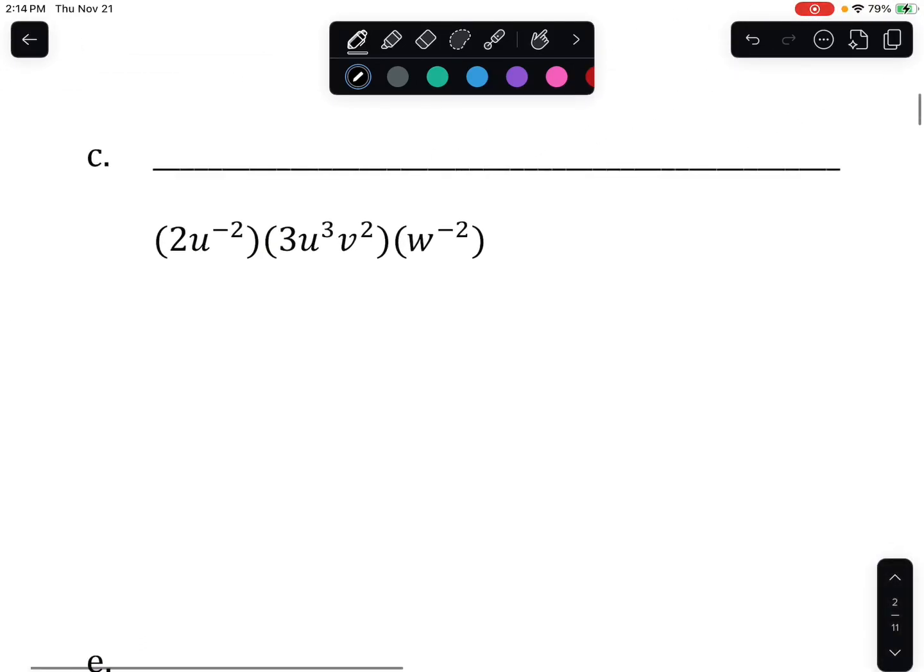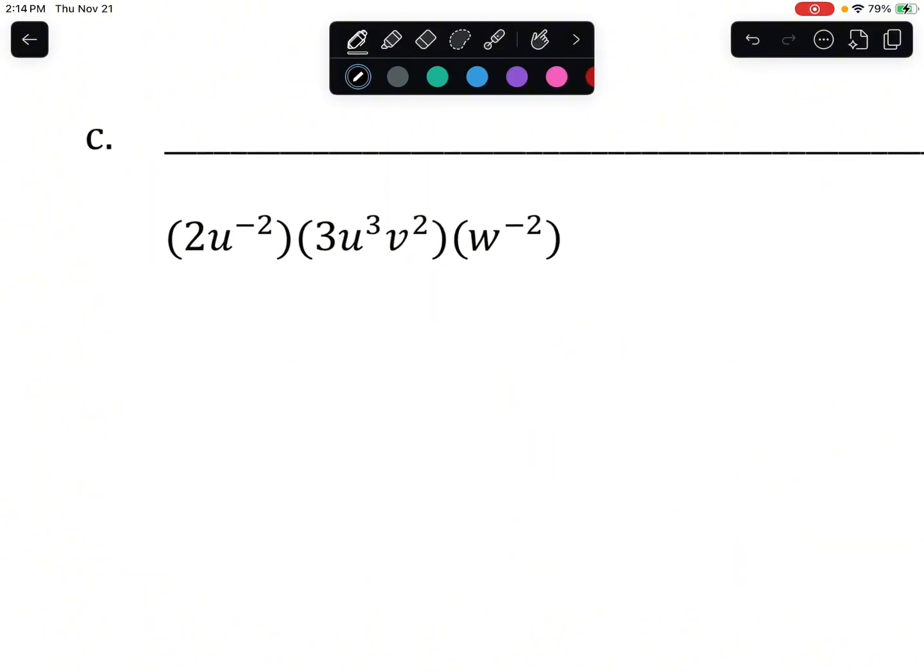Here we have 3 sets of parentheses, but none of them are serving any kind of purpose other than representing multiplication, and there's nothing to distribute, so you can write this entire expression without them.